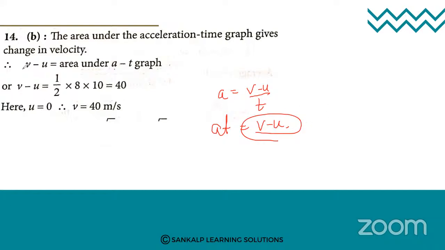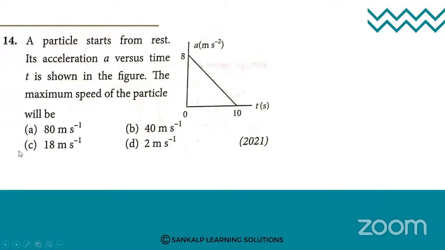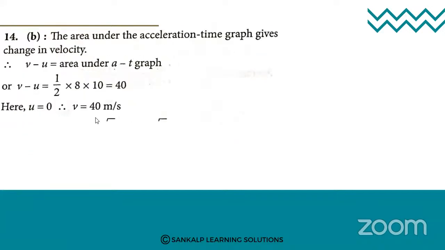So the difference in the velocities, v minus u, is equal to 1 by 2 into, whatever figure you are observing there. The figure is a triangle, correct? The graph is a triangle. What is the formula for the area of the triangle? Area of the triangle is half base into height. So base into height is 8 into 10, therefore it is 40. Since the initial velocity is 0, the final velocity comes to 40 meter per second. Okay.